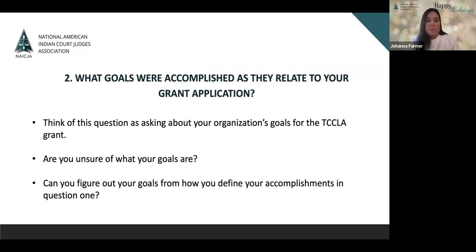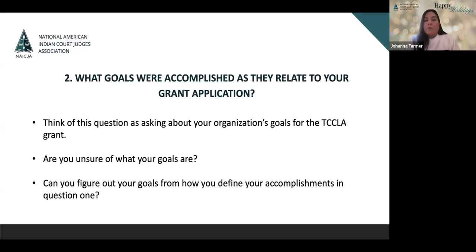Question 2 is what goals were accomplished as they relate to your grant application. Think of this question as asking about your organization's goals for the TCCLA grant. So usually it's increased civil or criminal representation. If you're unsure of what your goals are, we think it's important that that be shared. What the goals of your TCCLA program are.